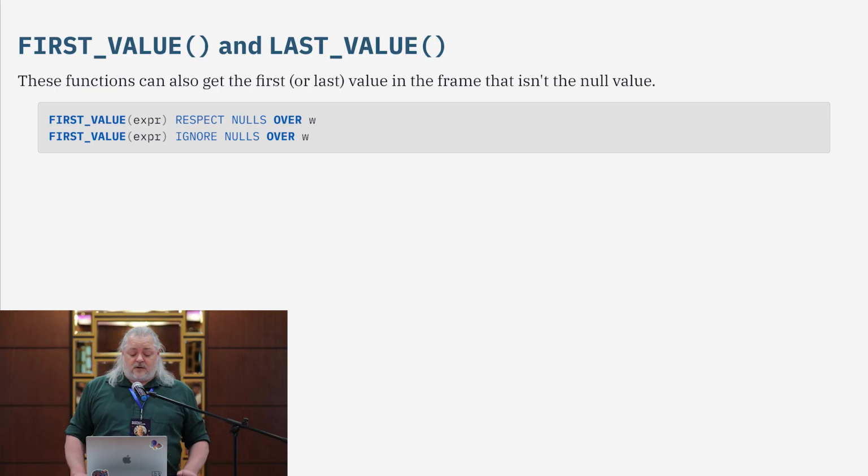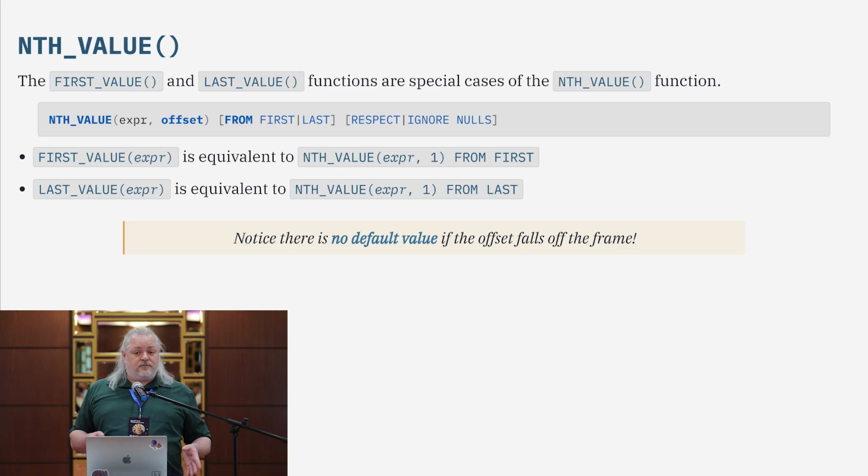First value and last value are special cases of nth value. This one takes an expression of what you want to calculate at which offset. And you can start that from the beginning of the window frame or from the end of the window frame going backwards. And you can also say respect and ignore nulls. So first value is basically equivalent to nth value of the expression, comma 1 from first, and last value is the nth value of the expression, comma 1 from last. But in order to not have to type all that every time, first value and last value are easy shortcuts for that.